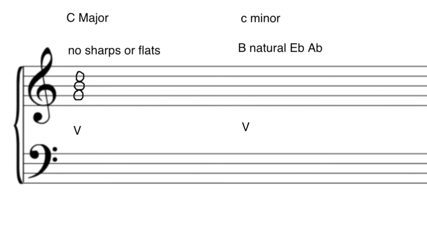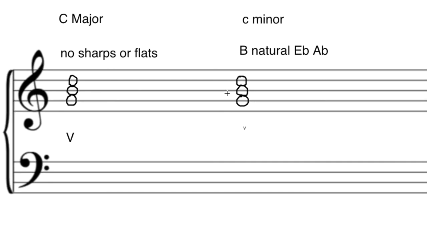The 5 chord for C minor is also G, B, and D, and because of harmonic minor, we're not going to have any accidentals either. So now you can see that they're both the same because the 5 chord in either major or minor will always be major.